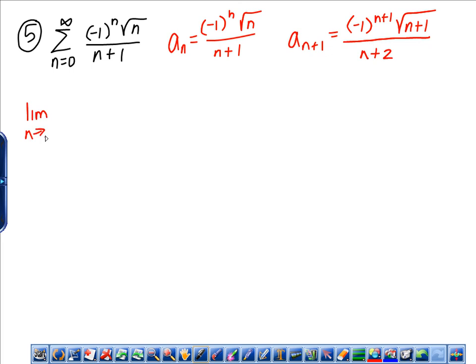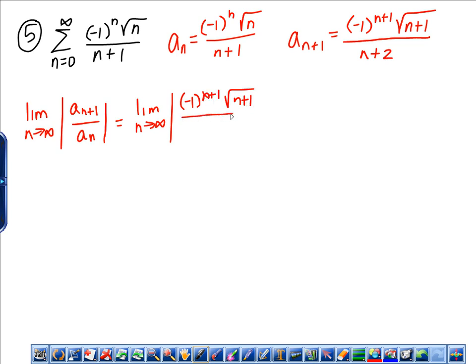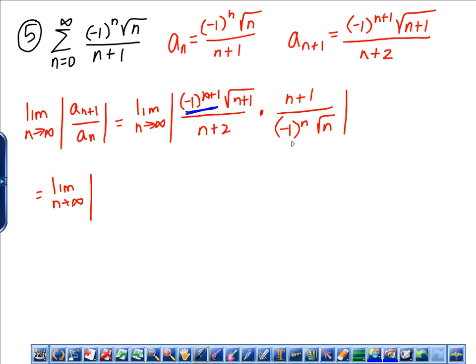Okay, so our limit as n approaches infinity of the absolute value of a sub n plus 1 divided by a sub n is going to be the limit as n approaches infinity of the absolute value of this whole thing divided by the general term. So when I say divided by this, I'm going to say multiply by the reciprocal. Okay, so let's think about what this means. Let's group our terms together so that when we simplify, we can just go one at a time. So when we simplify, we've got this divided by that. Okay, we've already seen this. This is just going to give us a -1.